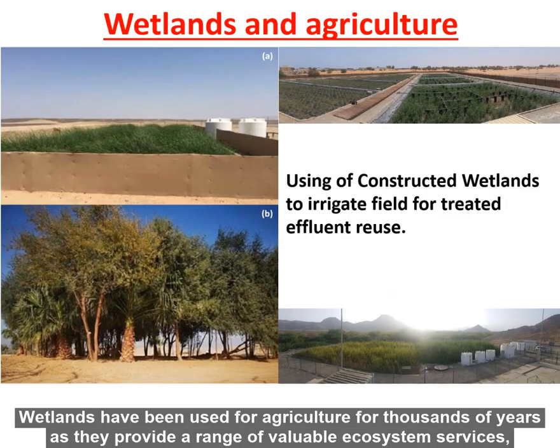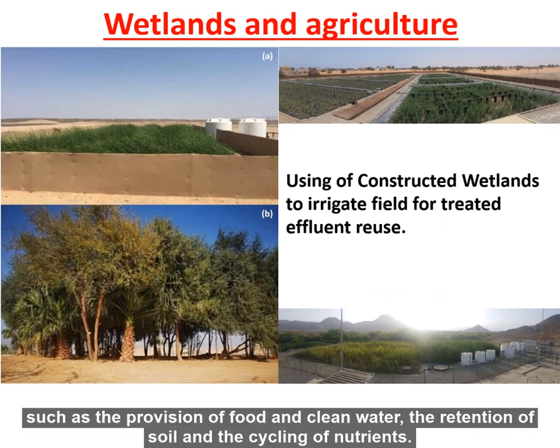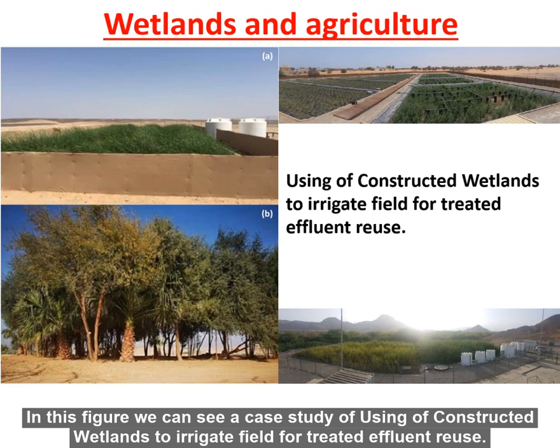Wetlands have been used for agriculture for thousands of years, as they provide a range of valuable ecosystem services, such as the provision of food and clean water, the retention of soil, and cycling of nutrients. In this figure, we can see a case study of using constructed wetlands to irrigate fields for treated effluent reuse.